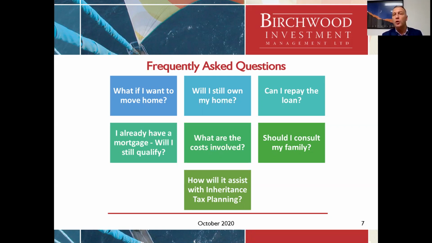Will I still own my home? Absolutely. You are still 100% the legal owner of the property. The lifetime mortgage provider simply secures a loan against your home in much the same way as you would with a traditional mortgage, with a caveat that it must be repaid upon the earlier occurrence of your death or upon moving into a long-term care arrangement.